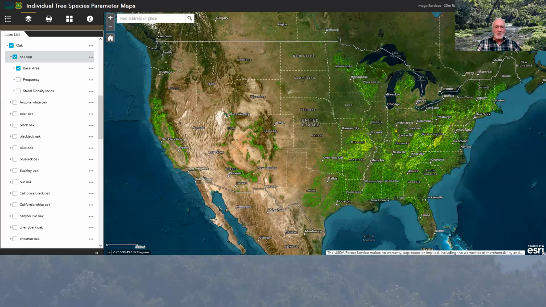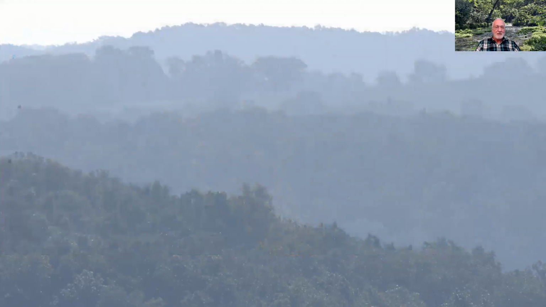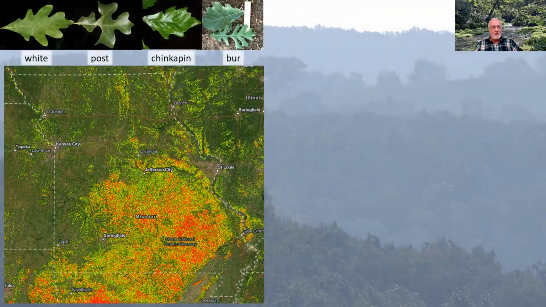But when we look at that, we can parse that out even more, and we can look at what we call our white oaks and our red oaks groups. When we look at that, that looks like our white oaks. Of the four major ones that we have here are white, post, chinkapin, and burr. And so the redder the area, that's the greater concentration of oaks. And we're talking here just based upon the number of oaks on an acre basis.